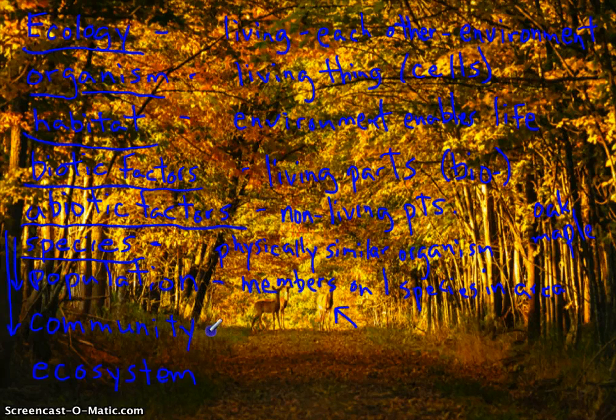What about community? Community is where you put all the populations together, all different populations in an area. So that would include all the species of trees. That would include all the deer, all the other animals. That's what the community is. But the thing that limits it is one area.